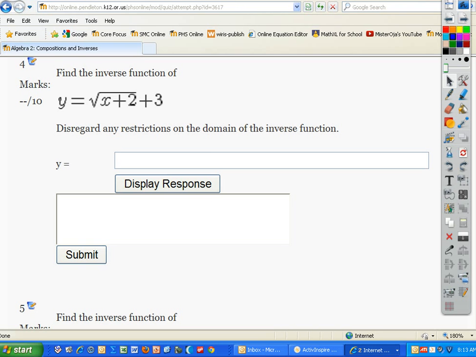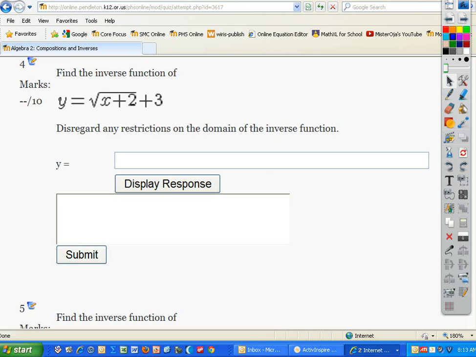Okay, subtract 3. What's next? After you subtract 3, what are we going to do? What do you think? Yes. Okay, square both sides to get rid of the square root. Good. And then finally, subtract 2. Yeah, we got it, right?